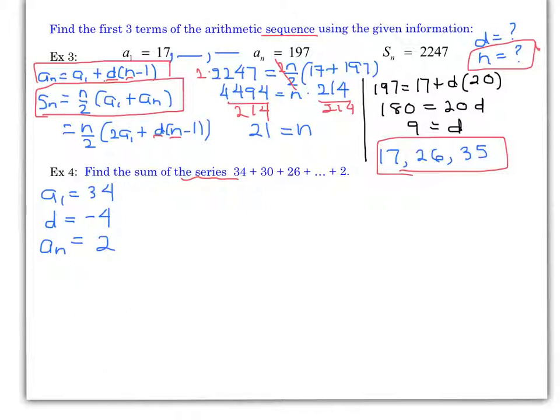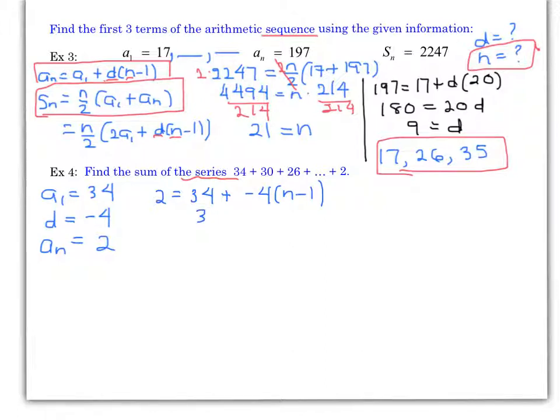We are going to look to find our n first. So to find our n first, we're going to use our a sub n formula. So we know that a sub n, which is 2, equals a sub 1, plus our d, which is a negative 4, times n minus 1. So notice when I plug those in, I only have the one unknown. That means I can solve for n.